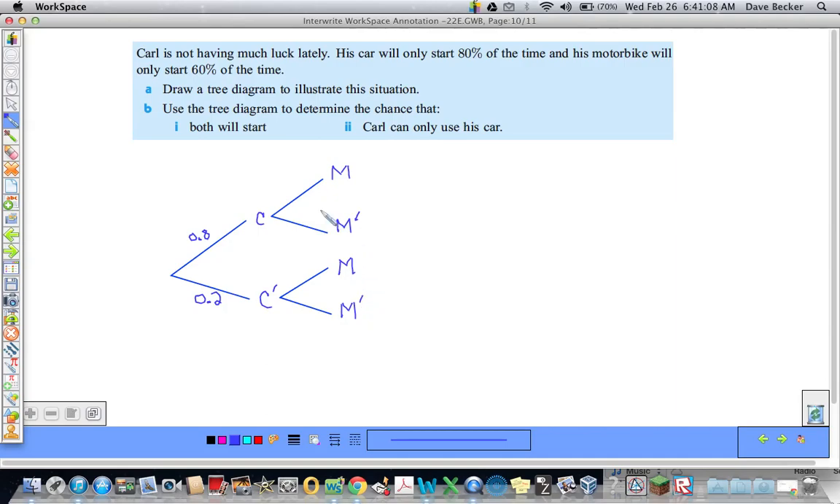Okay, and what are the probabilities there? The probability that the motorbike will start is 0.6, which means the probability that it won't start is 0.4. Same thing here: will start 0.6, 60%, won't start 0.4, 40%. And there is your spectacular tree diagram. If you want, you can write this out: C and M, C and M naught, C naught and M, C naught and M naught.